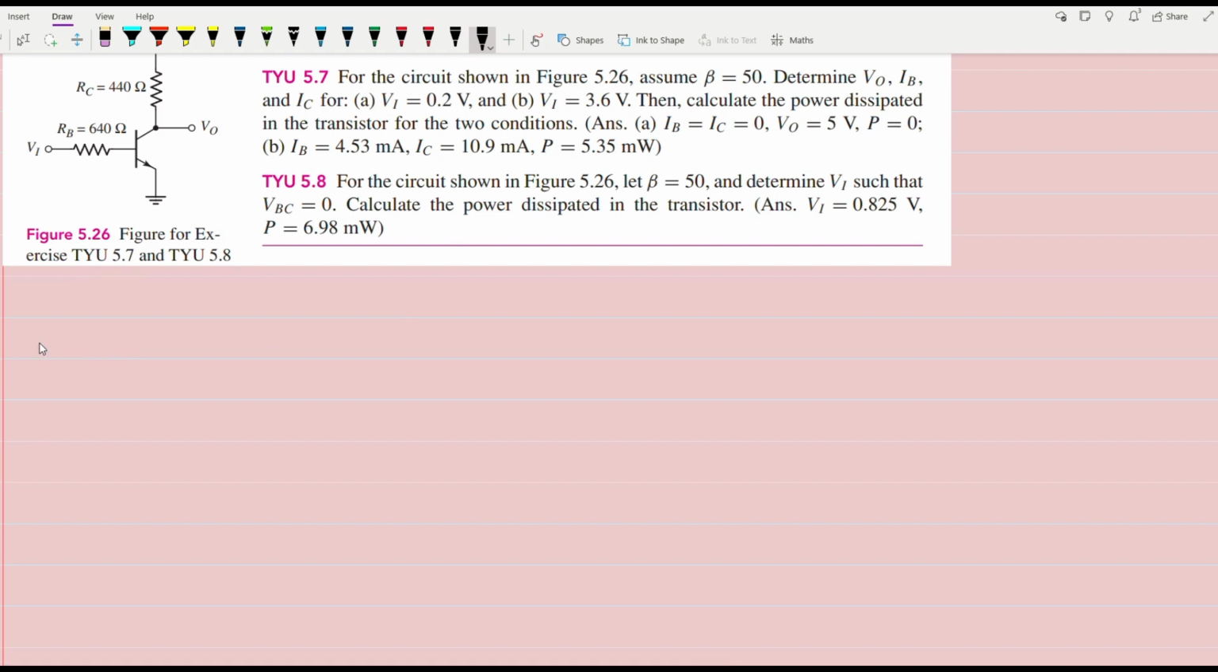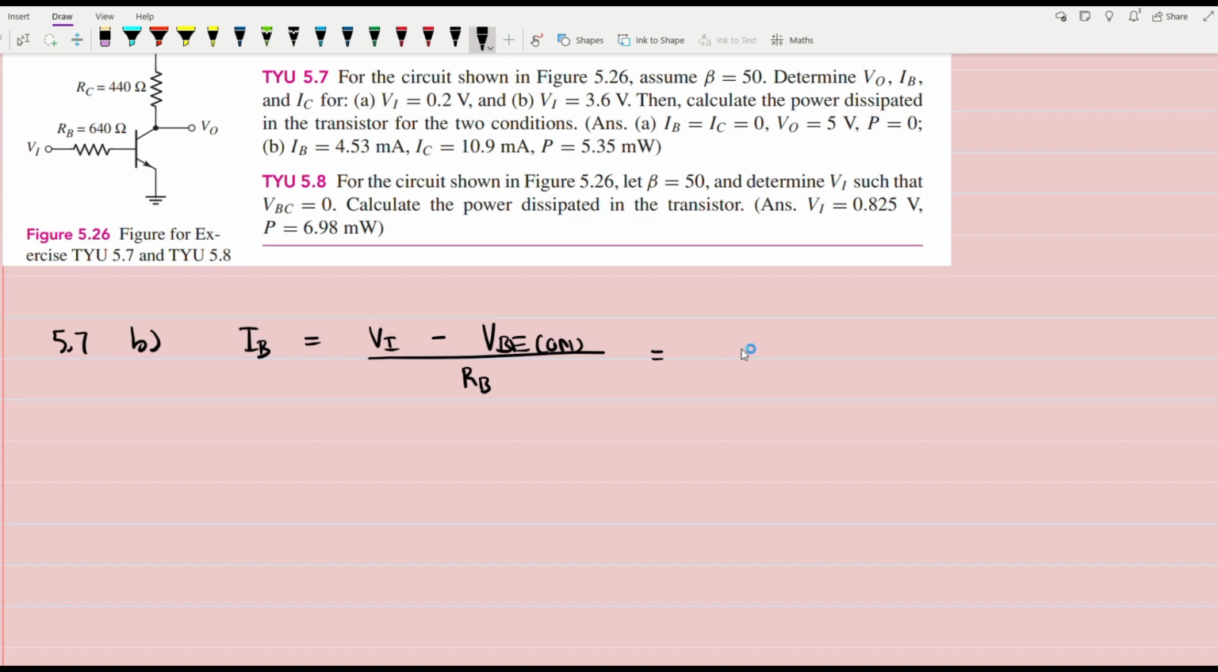Now we're going to move on to 5.7b. In part B, we're given that VI is equal to 3.6 volts. We're going to start by finding IB using this equation: IB is equal to VI minus VBE on, divided by the resistor in between, RB.